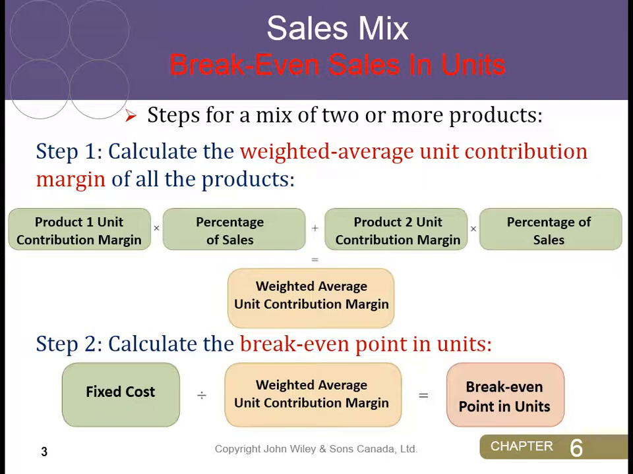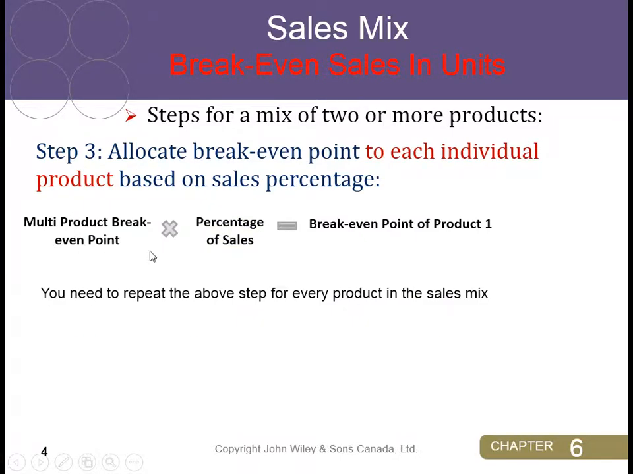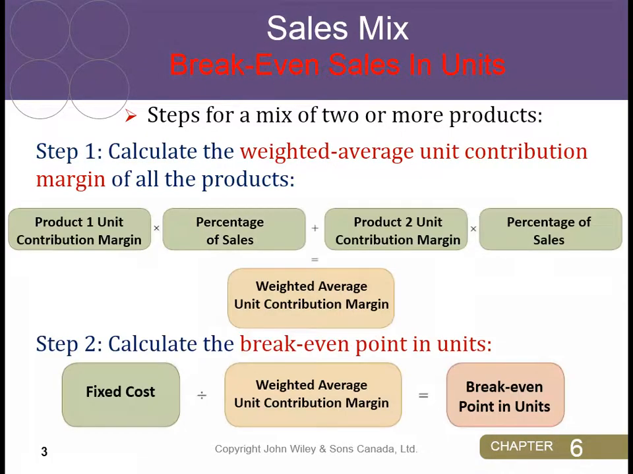So the way you finish this off, step 3, is to take that break-even point in total units and simply multiply it by the sales mix for each one of the products. So if our multi-product break-even point was 15,000 units and product 1 was 50% of sales, I would take 15,000 units and multiply it by 50% to get my break-even point of product 1. And then you would just repeat that step for every product in your sales mix. So if product 2 was 20% of sales, you would take the multi-product break-even point of 15,000 units and multiply it by 0.2. And that's the number of product 2 units you need to sell. And so on and so forth.